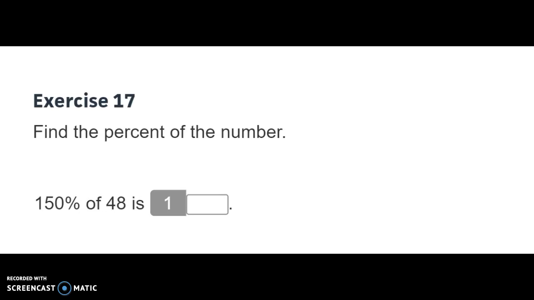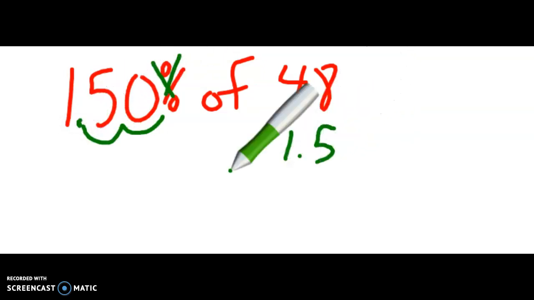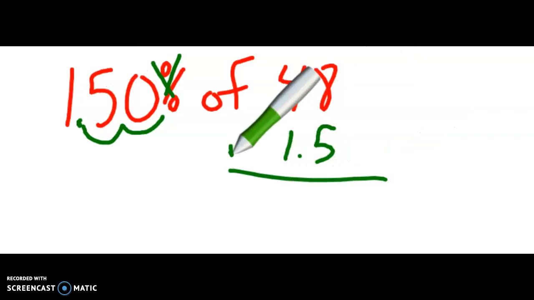What would we do? Well, let's take a look. Now remember, we need to change this percent into a decimal. So we need to get rid of that. We need to move over 2 places. So now we're going to multiply this times 1.5. Okay? And there's our multiplication.